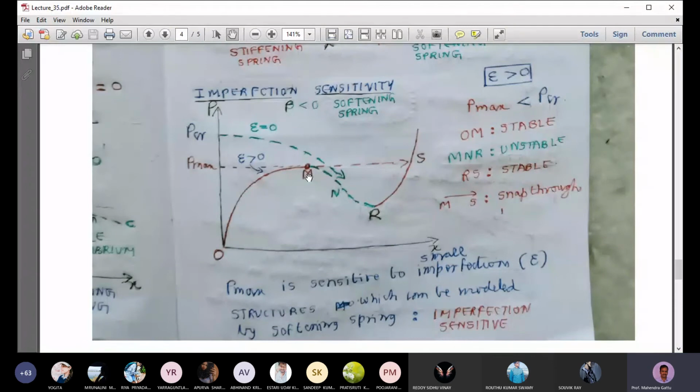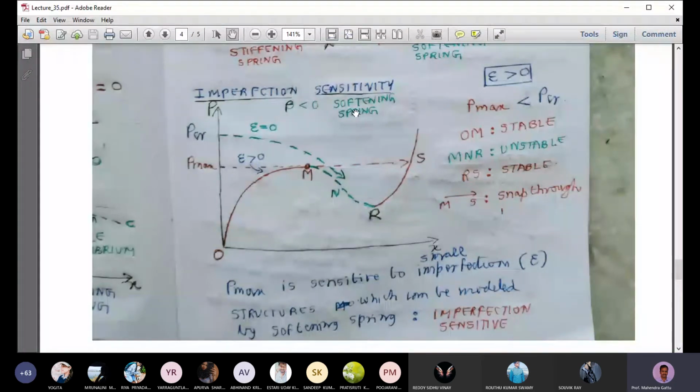I think what I want to convey here is the P max, that is the maximum load obtained in the experiment, is less than the P critical value. So if epsilon is increasing, then the P max will move down, means it will decrease. Okay, so with increasing eccentricity, the P max is reducing.